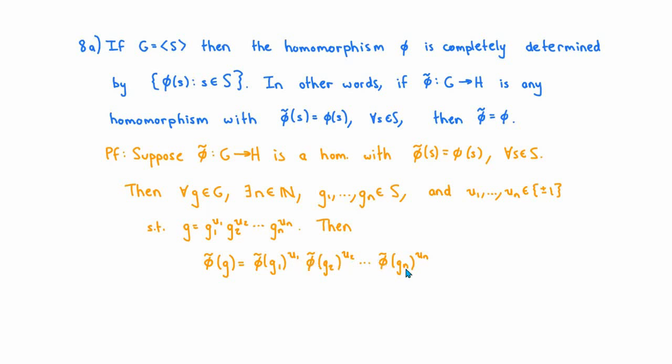phi tilde of Gn to the Un power. But now remember that phi tilde and phi agree on the set S. So this is the same as phi of G1 to the U1 power ... phi of Gn to the Un power. And now recombining all of these elements using the fact that phi is a homomorphism, I see that this is exactly equal to phi of G. That proves what we wanted to prove, that any homomorphism from G to H which agrees with phi on the set S must actually be the same as phi.